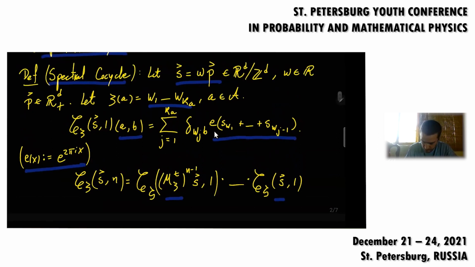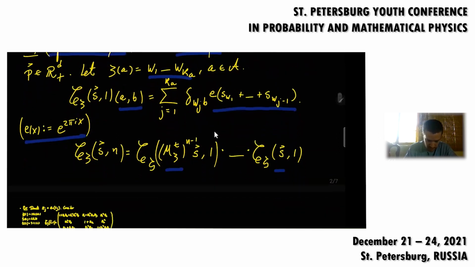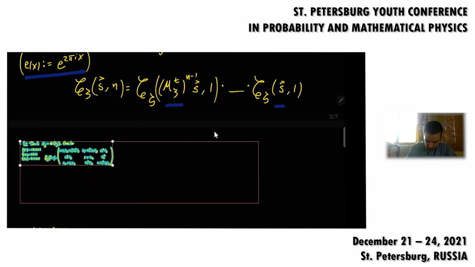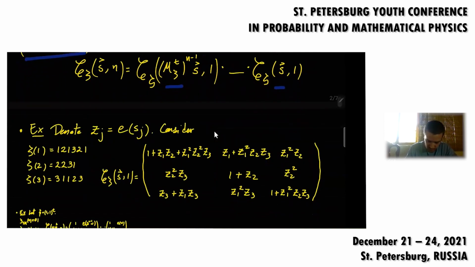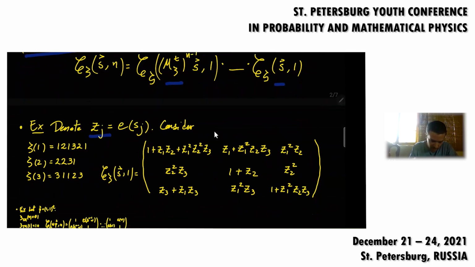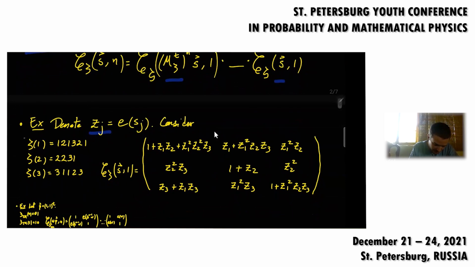Okay, so that's kind of a heavy definition. Maybe with an example it's much easier. So let's consider the next substitution. Just for notation, we are going to put z_j, the complex exponential associated to the parameter s_j, and consider the next substitution theta on 3 letters.